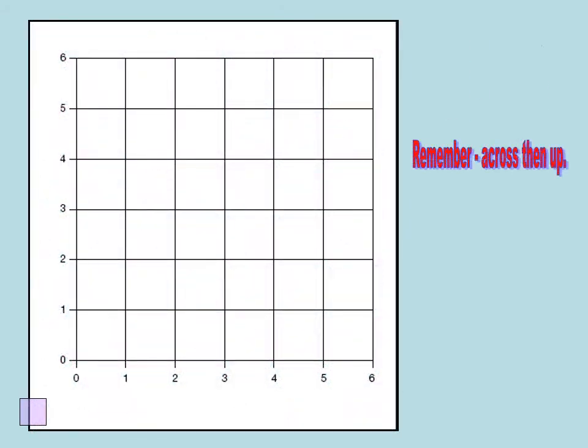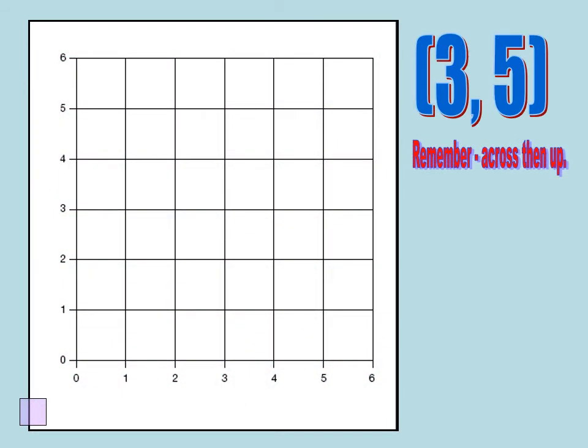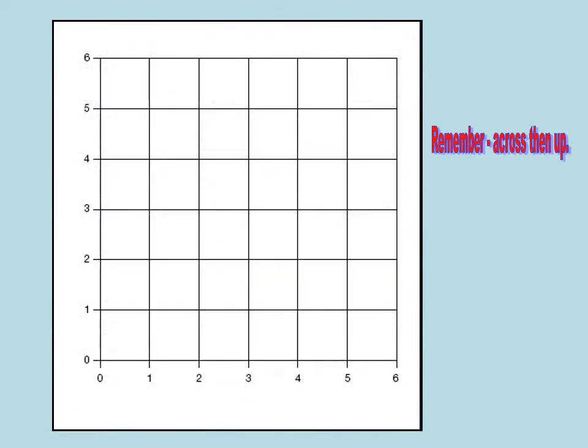How will we go at this one? 3, 5. So hopefully you went across to 3 first of all, and then up to 5. 6, 2, where do you think it should be? So all the way across to 6, and then up along the corridor and up the stairs.